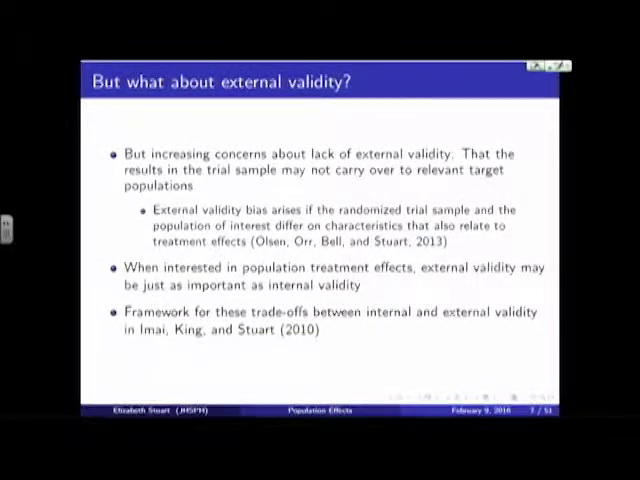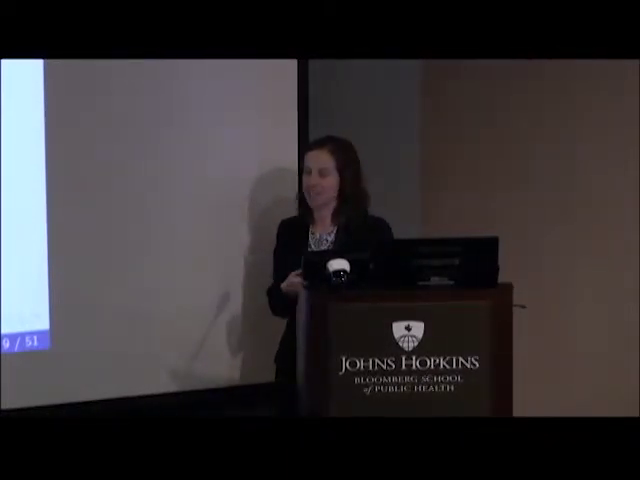But there's a second piece of validity that in the causal inference world is known as external validity. There are increasing concerns in a lot of fields about what's called external validity. External validity relates to whether the results you see in one particular sample might carry over to some relevant target population. So what I'm going to talk about is, are there ways that we can have studies with high internal and high external validities?